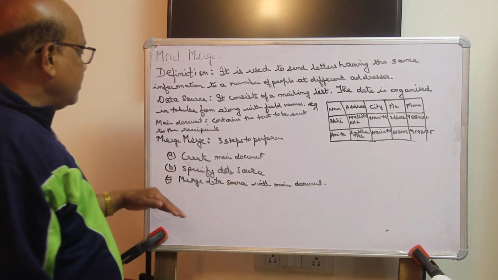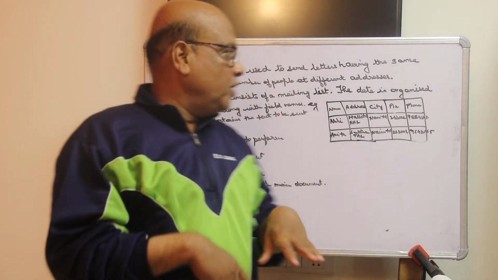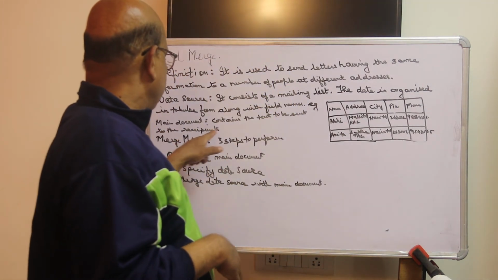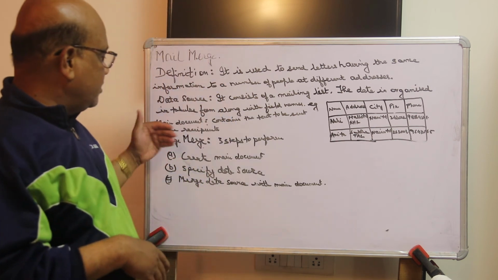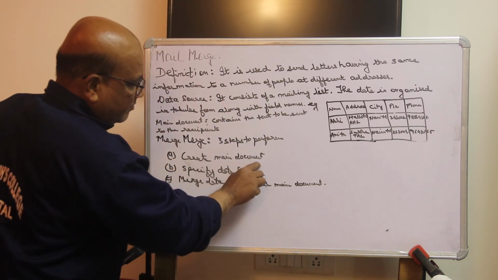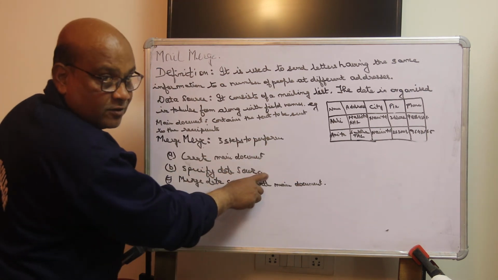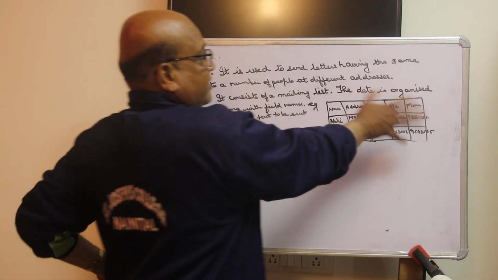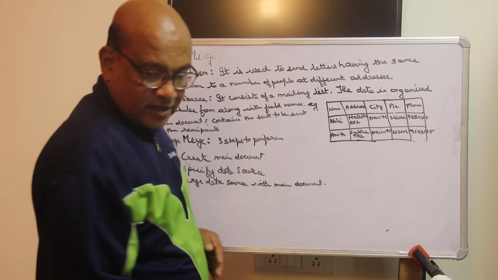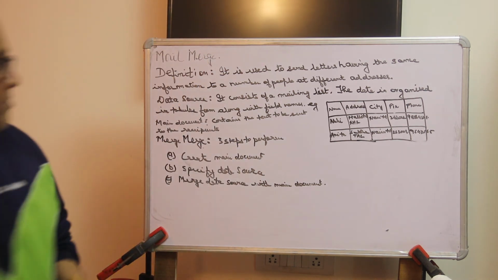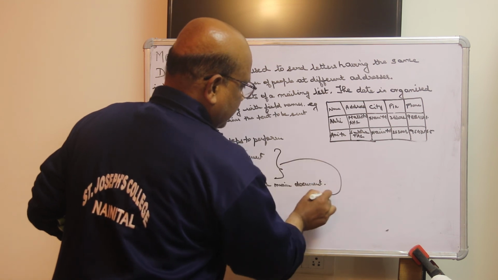The third step is when you join together. Merge means join. You join the main document and the data source. First you create the main document, which you type. Then you specify the data source, meaning you create this table. And thirdly you merge the main document and the data source. In other words, you merge these two.